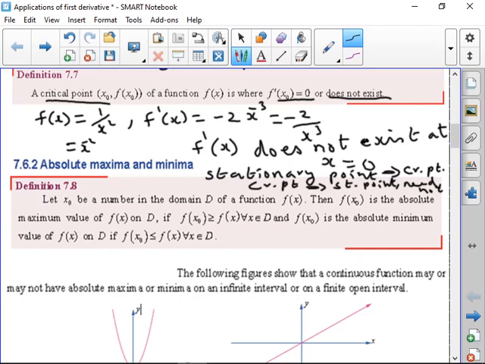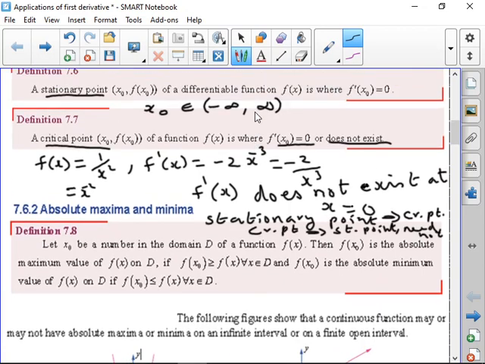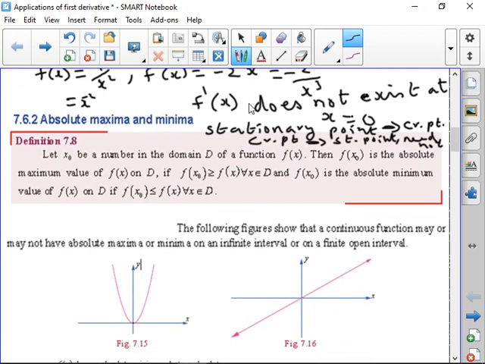Why? For a critical point, what comes? Does not exist comes. Even if f dash of x is not equal to 0 or does not exist, we get a critical point. But for a stationary point, what is the only condition? The stationary point condition is only f dash of x naught equal to 0. So every stationary point is a critical point, but a critical point need not always be a stationary point. Is it clear? So, take note of this.